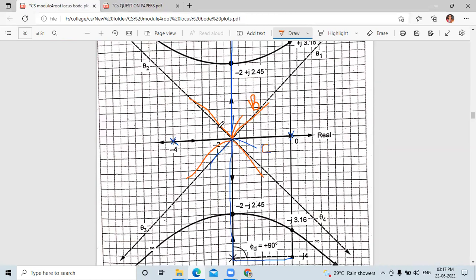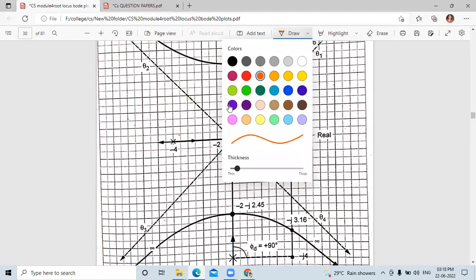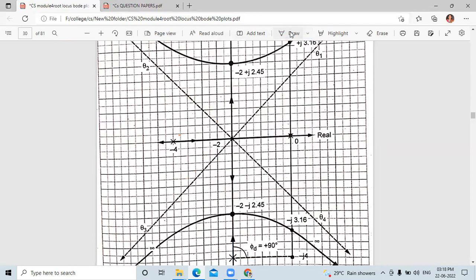So here one root is flowing like this and the other pole is flowing like this. The breakaway point is minus 2. So this minus 4 will flow like this, and the 0 will flow like this.